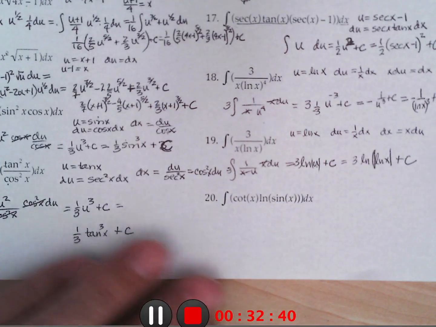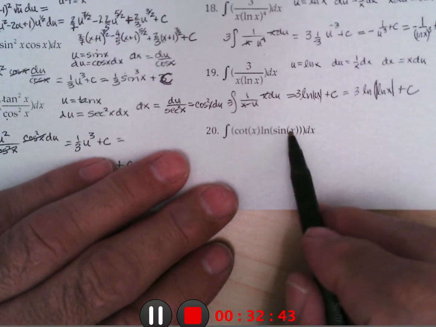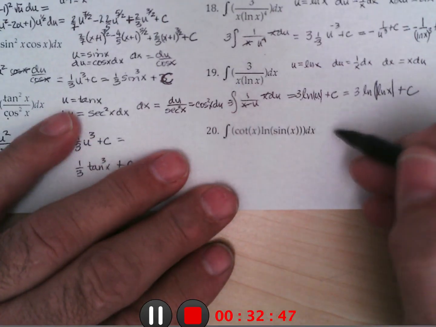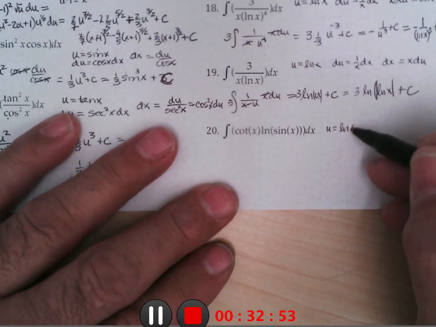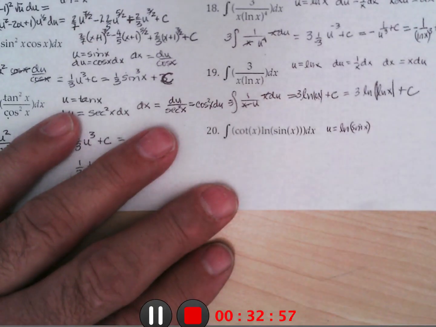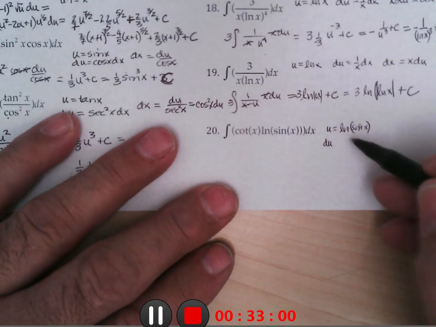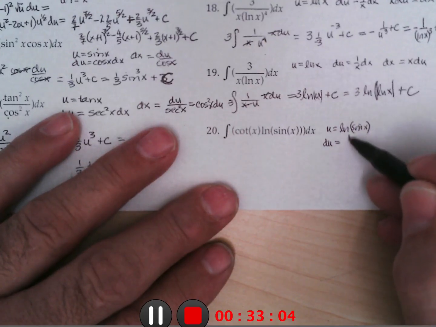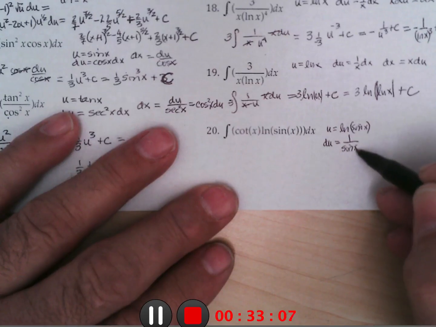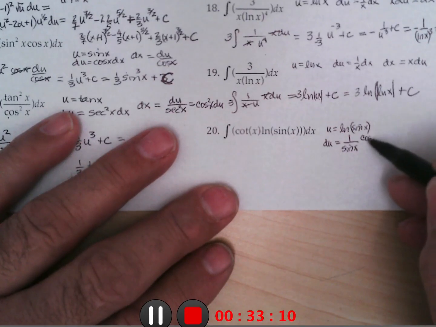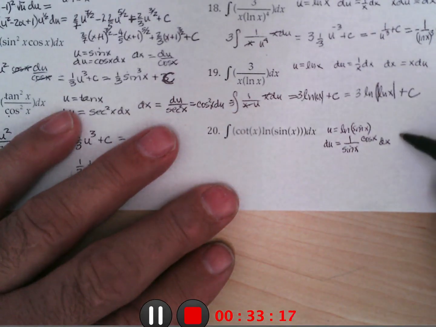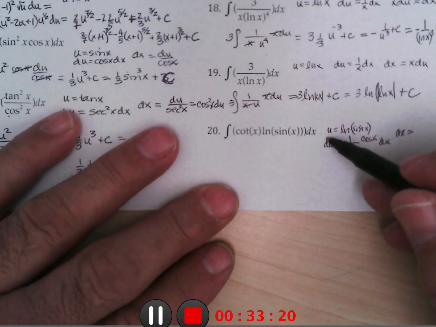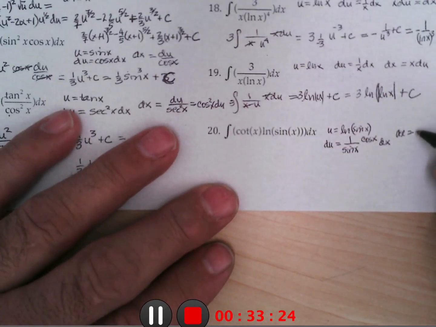And finally this one. Ooh, we've got ln of something. Don't like the ln of something. So we've got u equals ln of sine x. So du will be, see, the derivative of ln of something is 1 over the something times the derivative of the something, which is cosine of the something, dx. So dx equals, this is multiplied by the sine and divided by the cosine, so it's going to be sine x over cosine x du.